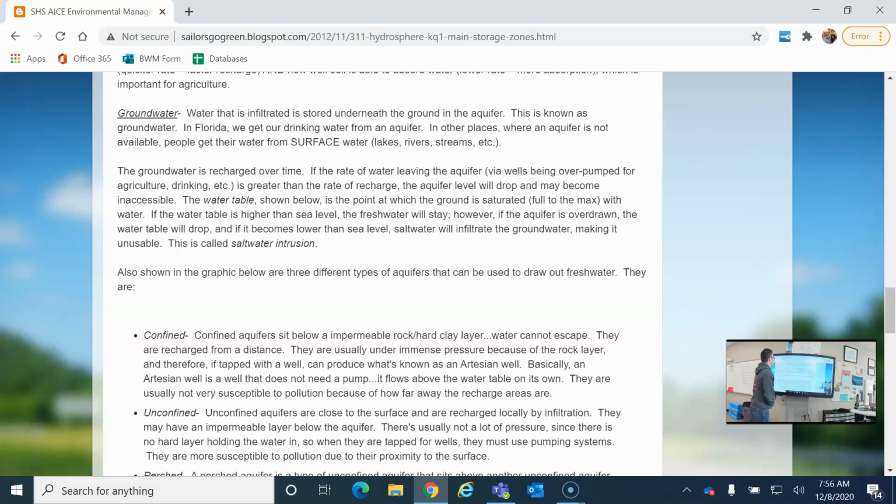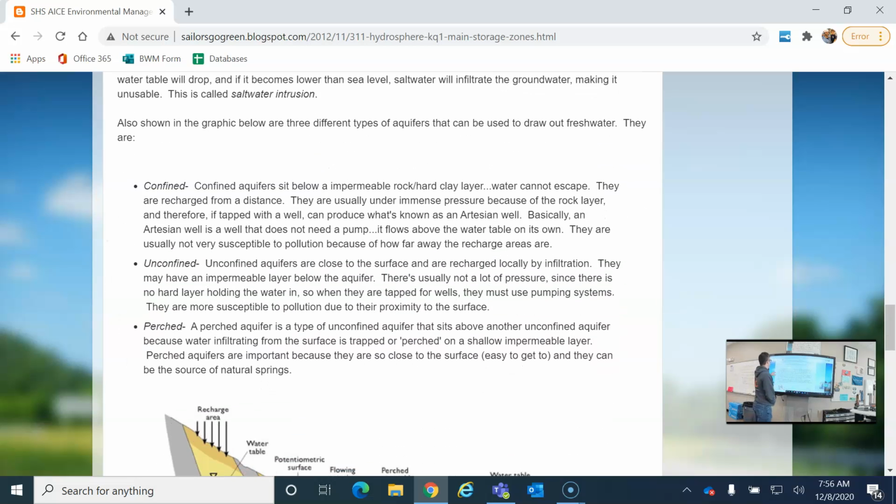The water table is the point at which the ground is saturated, so full to the max with water. If the water table is higher than the sea level, the fresh water will stay, like I said. However, if the aquifer is overdrawn, if you pull too much out and that water table starts to decrease because you're pulling too much out, you're going to then have saltwater infiltration and saltwater intrusion, which will make your groundwater salty, which will make it unusable for a freshwater source.